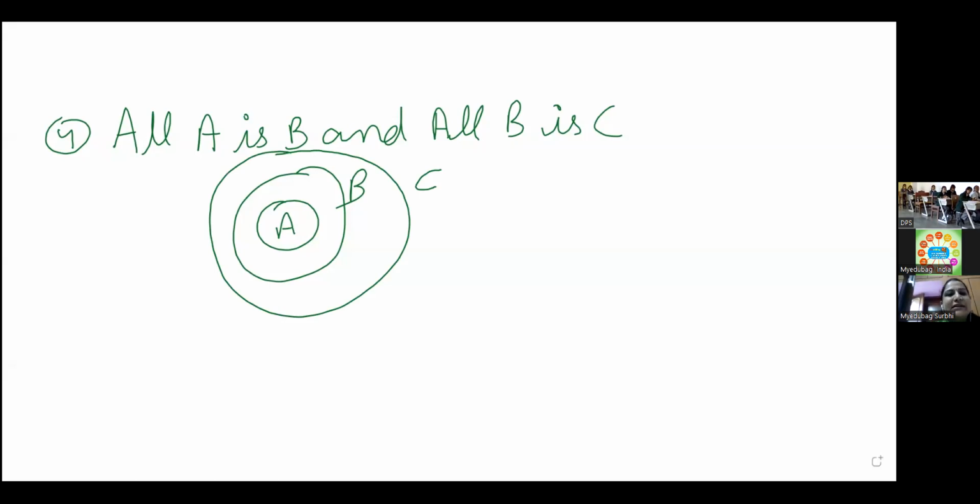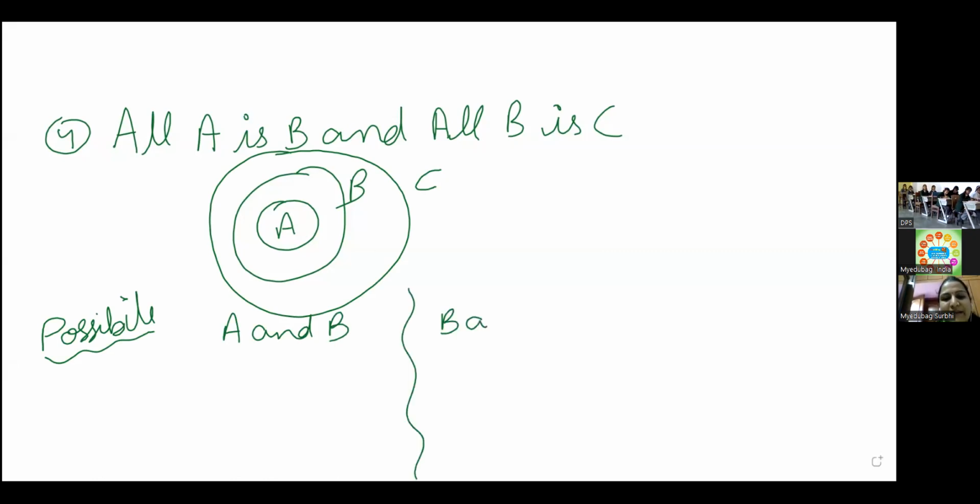Now from this, there are three possibilities, and there are some sub possibilities. Let us see. First possibility means possible conditions, you can say. First possible conditions will be between A and B. Second will be between B and C. And third will be between A and C.